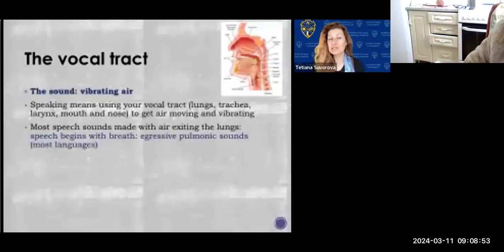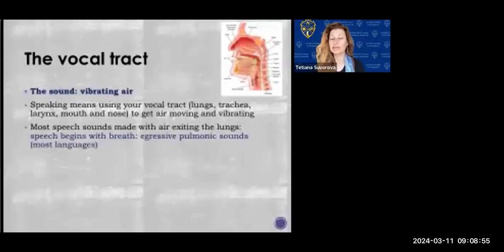And if we speak about the sound in this respect, then we speak about vibrating air within this vocal tract. So speaking means using your vocal tract, lungs, trachea, larynx, mouth, and nose to get air moving and vibrating. Most speech sounds are made with air exiting the lungs. Speech begins with breath. In this case, we speak about egressive pulmonic sound.